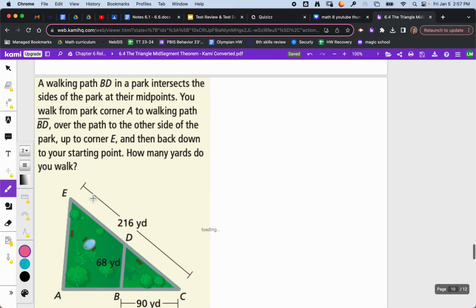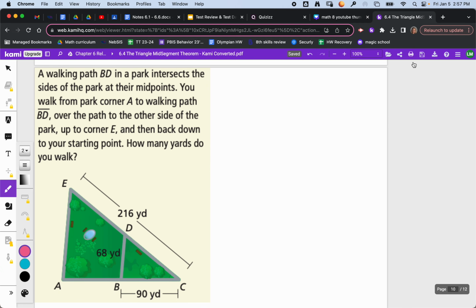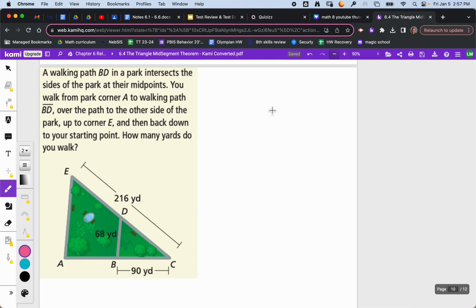Onward to a word problem. A walking path BD in a park intersects the sides of the park at their midpoints. You walk from the park corner A to the walking path BD, and then over the path on the other side of the park, back up to corner E, and then back down to your starting point. How many yards did you walk?